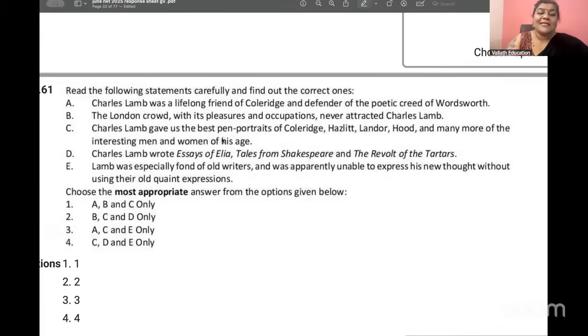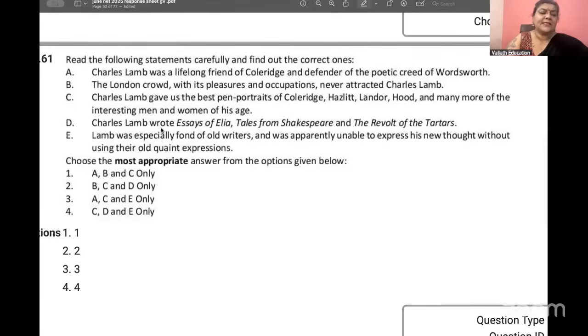Charles Lamb gave the best pen portraits of Coleridge. He wrote about Coleridge, Hazlitt, Landor, Hood, many more interesting men. Maybe correct. Read the next. Next. Charles Lamb wrote Essays of Elia. Yes. Tales from Shakespeare. Yes.